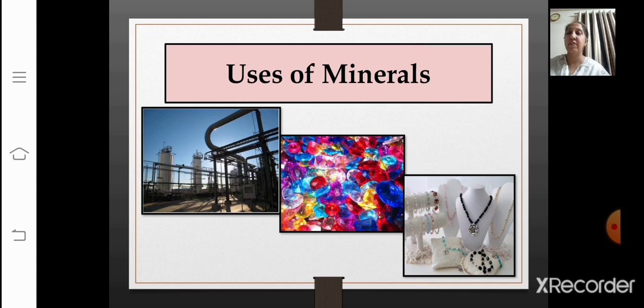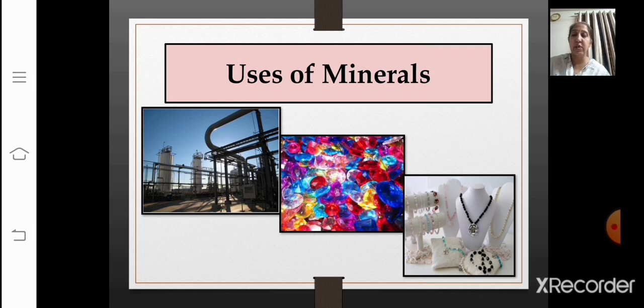Now, before starting with the uses of minerals, let me tell you that minerals are used in a number of industries, right? Do you all agree with this? Yes. Even we all use minerals in our day-to-day life, correct? Minerals which are used for gems, you know about the gems, diamonds, are all considered as minerals. Gold, silver, everything comes under the minerals, right?